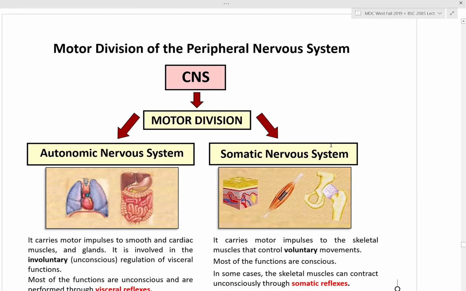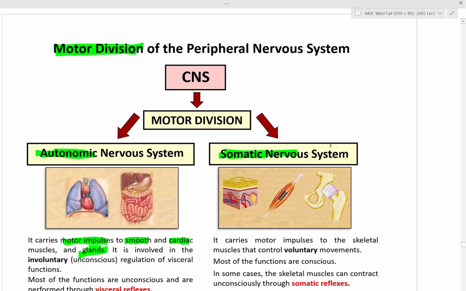So now we're going to go over the motor division of the peripheral nervous system. This motor division pretty much is divided into the autonomic and somatic. The autonomic is auto control of itself, and this is done intrinsically within your body. Basically what it does is carry motor impulses to the smooth muscles and cardiac muscles, as well as the glands. Those things you cannot control.